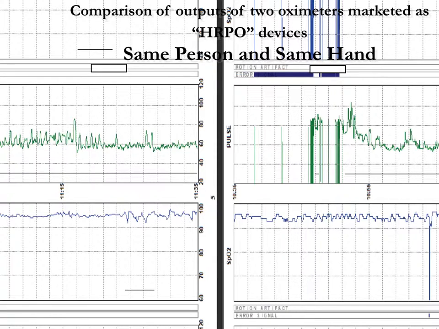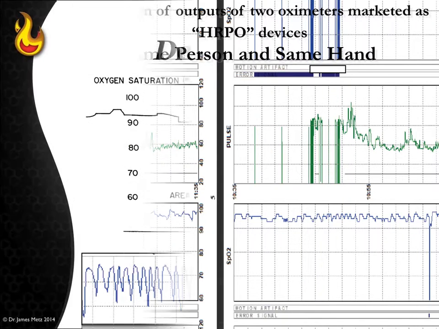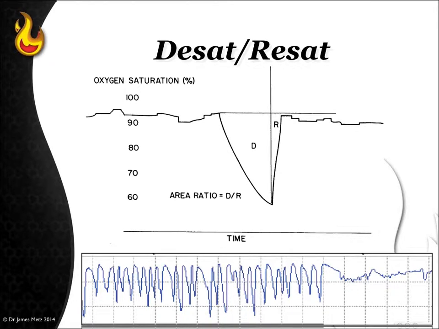If you notice, the one on the left has slopes and the one on the right is square graphs. That's really important because the pulse oximetry software cannot analyze a square graph, where it can analyze a slope to a curve. Here's what I'm talking about.